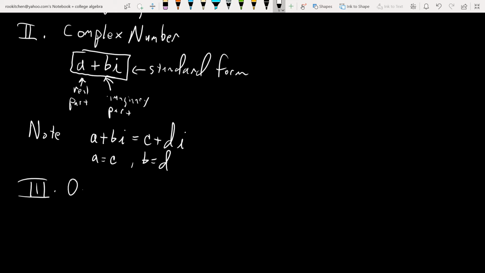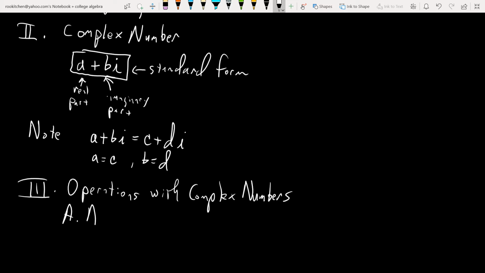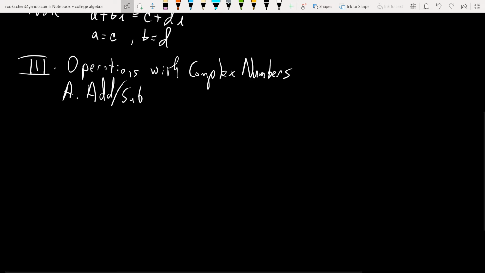Okay, so doing some operations with complex numbers. First we keep it easy. We just want to be able to add and subtract them. It's fairly simple. If you've ever added or subtracted polynomials together, it's kind of the same deal. You just think in terms of adding like terms, so you're combining all the real stuff together and combining all the imaginary stuff together.